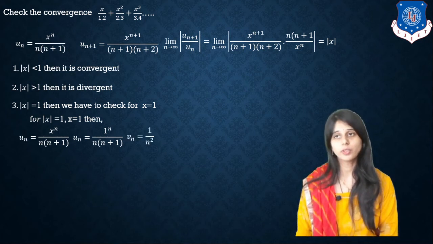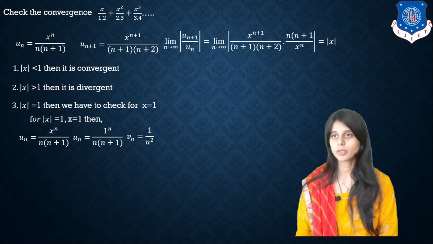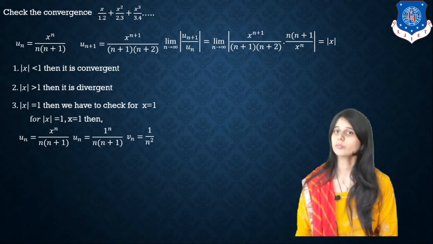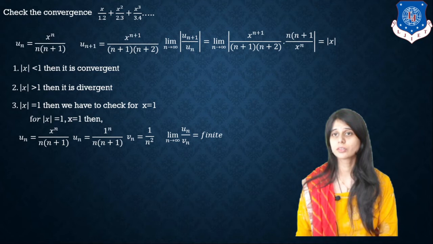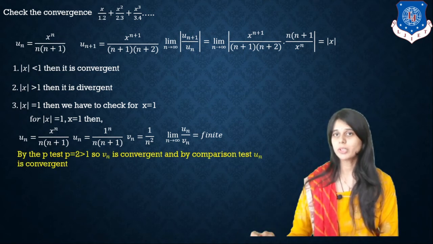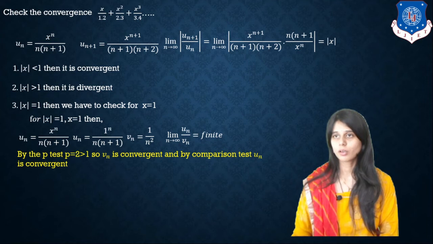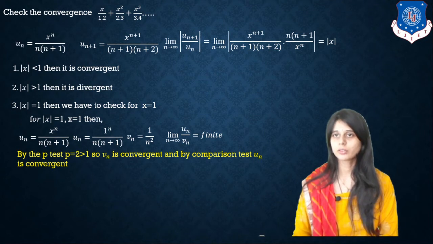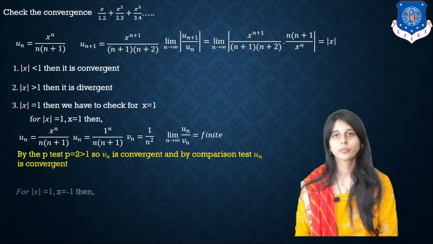We get Vn as the highest power, 1 upon n square, that is Vn. Applying the comparison test, limit n tends to infinity, un by Vn equals a finite limit. So by the p test, p is 2 for the Vn; 2 is greater than 1, then Vn is convergent. Then by the comparison test, Un is convergent.